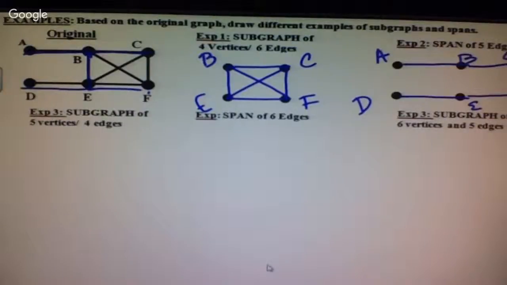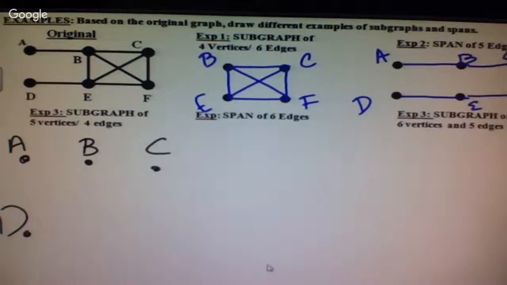Okay, example 3, we're back to a subgraph on the left. A subgraph does not have to use all the vertices. They want us to pick 5 vertices to use. What 5 vertices would you like to use? A, B, C, D, E. So we're just going to leave off F. A, B, C, D, and E.